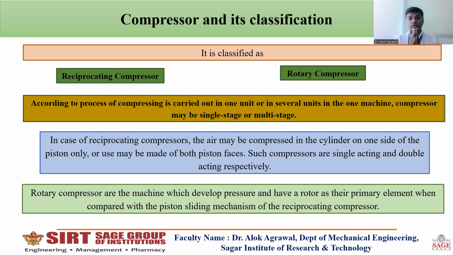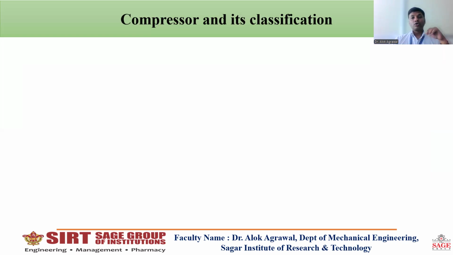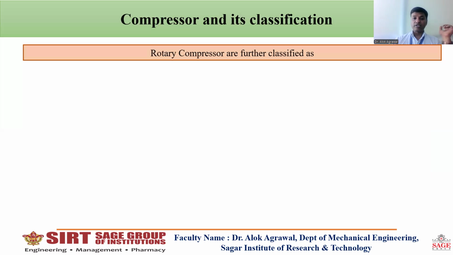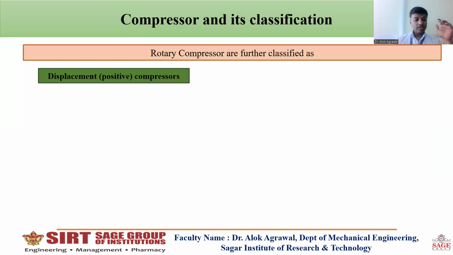So in this unit, that is Unit 4, we will be dealing with the rotary compressor. The reciprocating compressor is also a very important part, but here, as the subject is turbomachinery, where one element should be a rotating element, we need to discuss here only the rotary compressor. So let us move to the rotary compressor and its classification. This rotary compressor is again classified at two different levels.